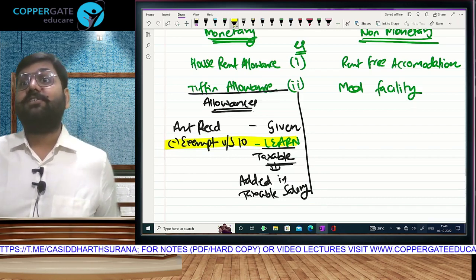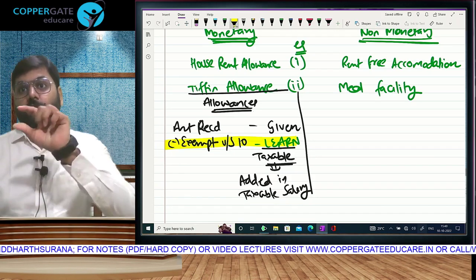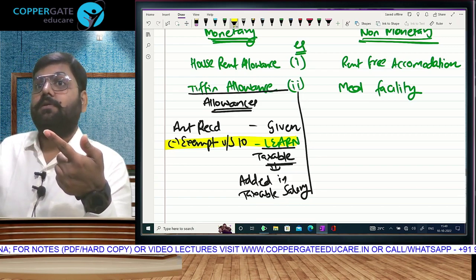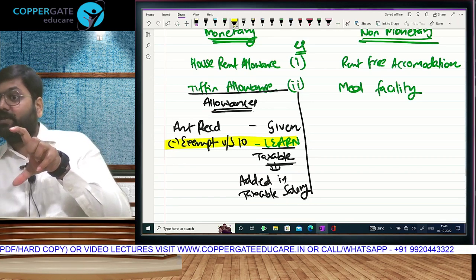In it, the amount received, that the boss will give you, 40,000, 10,000, that the question will give you. From that 40, from that 10, how much is exempt? That I will teach you. From 40, from 10, whatever is exempt, subtract it, and you will get the amount taxable. That you will add in your taxable salary.